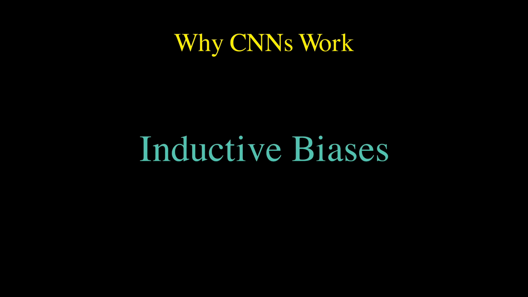Now, all these design choices, local kernels, shared weights, pooling, they might seem arbitrary at first, but they all fall beautifully into place when you think about the inductive biases they introduce. These are the assumptions baked into the architecture that make CNNs particularly well suited for visual data.